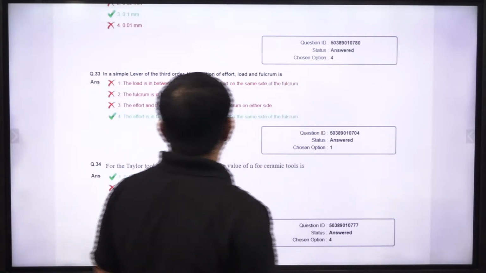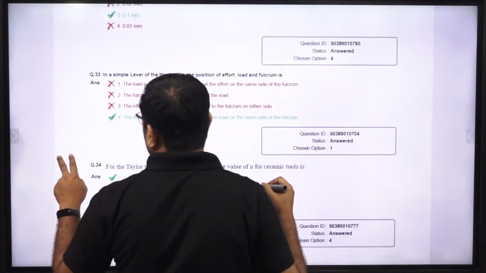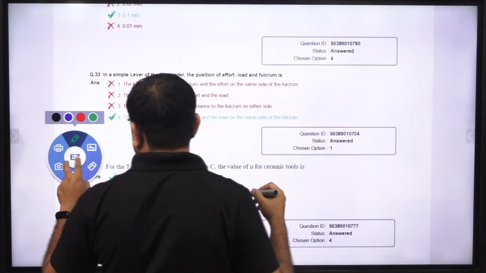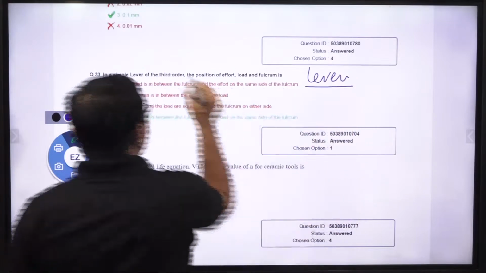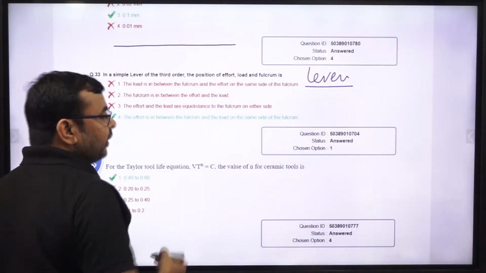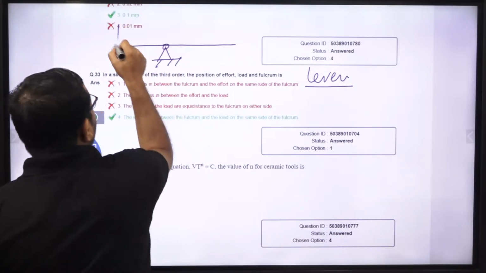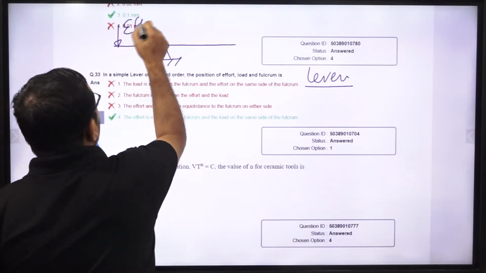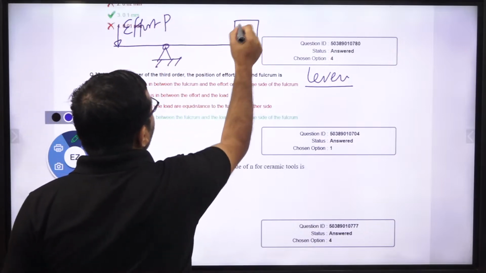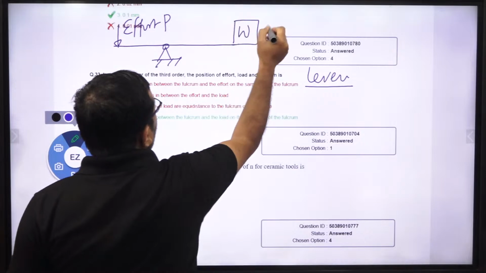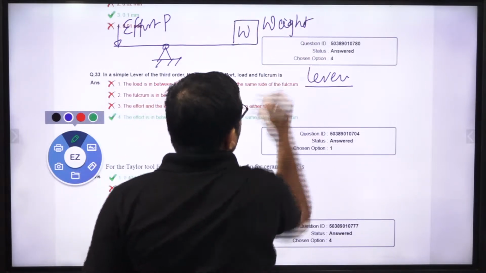Here I am concluding this. If I talk about lever, what is a lever? A lever is nothing but a rod, and in this rod we have a fulcrum, and at one end we apply effort. This is effort, which is represented by P, and here we can lift some weight. This is called the weight lifted.